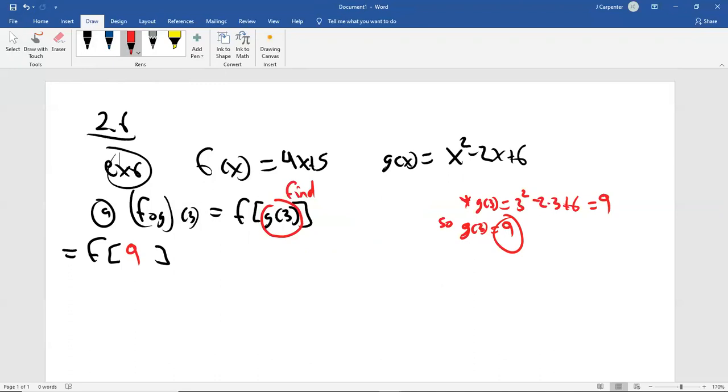Now that just tells us to go to the f function and plug in 9. So we're going to turn this x right here into a 9. This is 4 times 9, then a plus 5, which is 36 plus 5, and that's 41. So that's the answer.